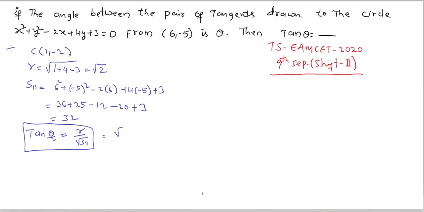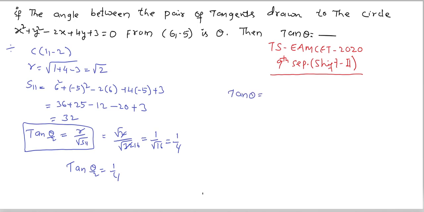Here the r value is root 2 by root 32. Here 2 16 times cancel, equal to 1 by root 16, equal to 1 by 4. So therefore tan theta by 2 is equal to 1 by 4. Now we find tan theta.